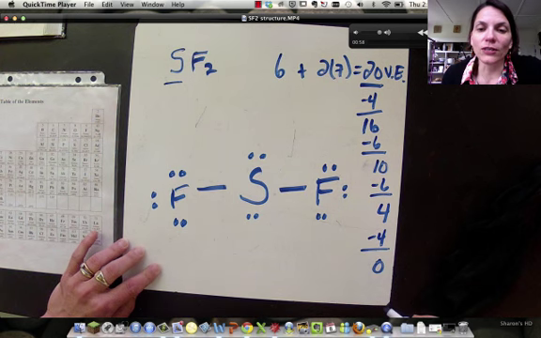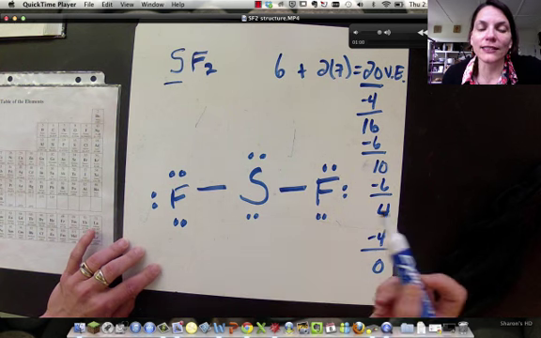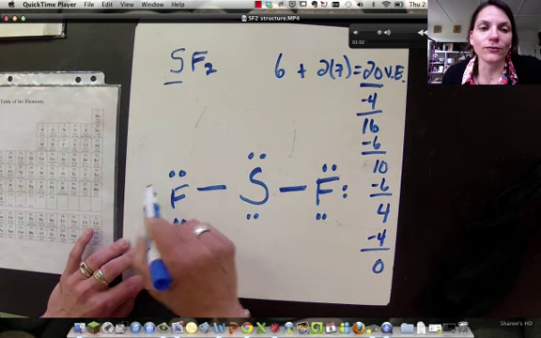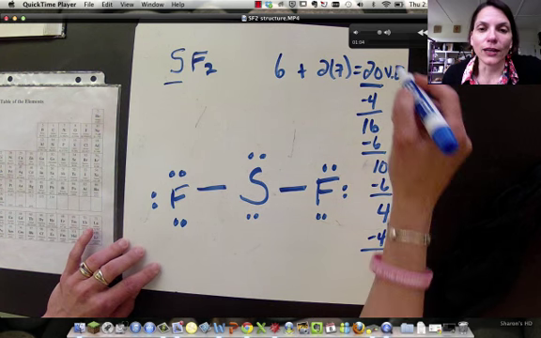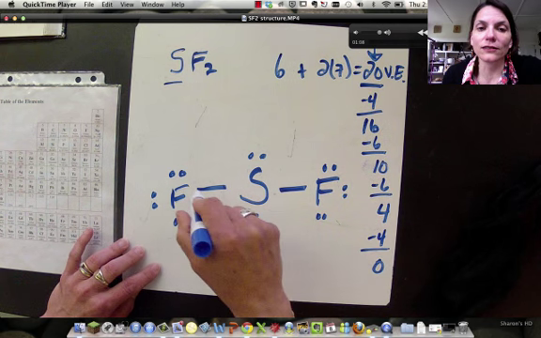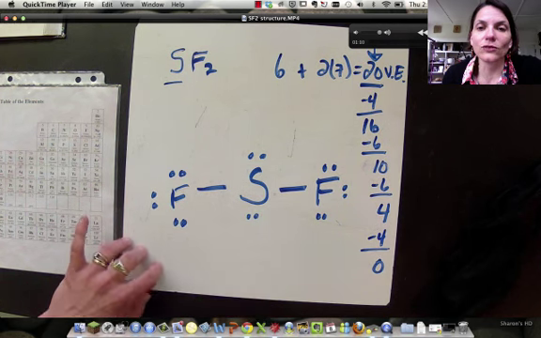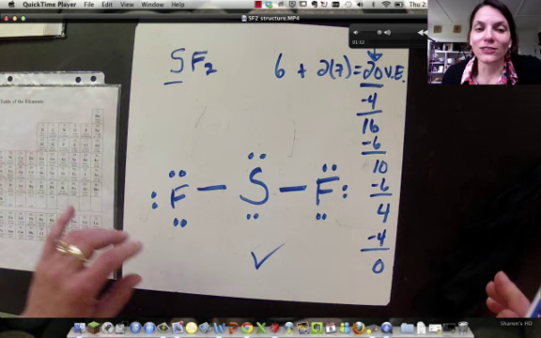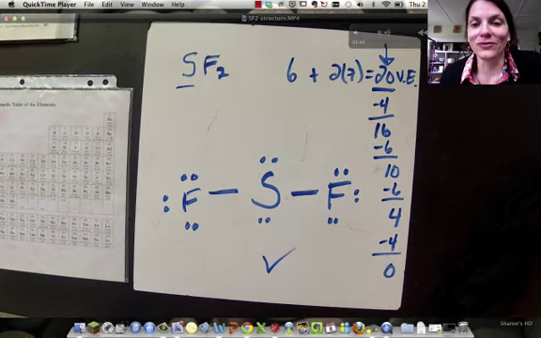Now I'm going to double check and make sure everything has 8. Yep. Now I'm going to check and make sure I have 20 valence. 20 altogether. Check. And it's complete.